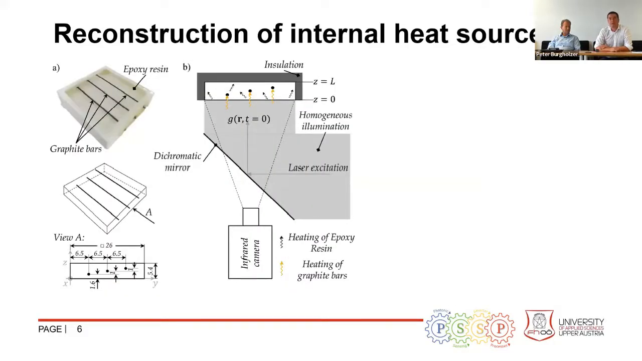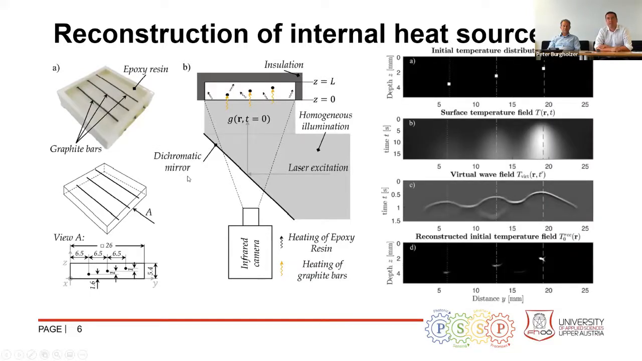The first is a scientific sample or phantom. You can see here an epoxy cube with 3 inclusions, 3 graphite bars, and this material is opaque for the infrared radiation. That means you only measure the temperature on the surface. And when we now use a heat source, in this case laser excitation, then you can heat up the internal structure, these graphite bars. So you have 3 different internal sources.